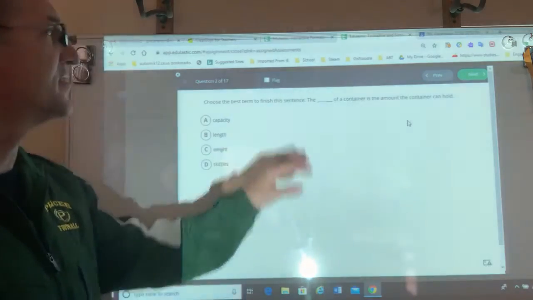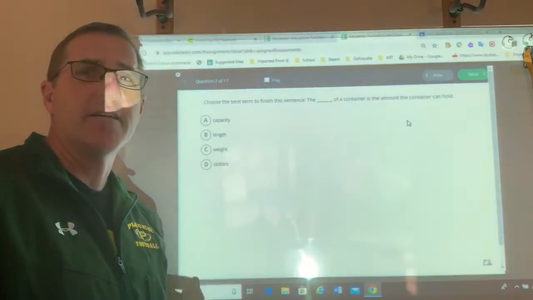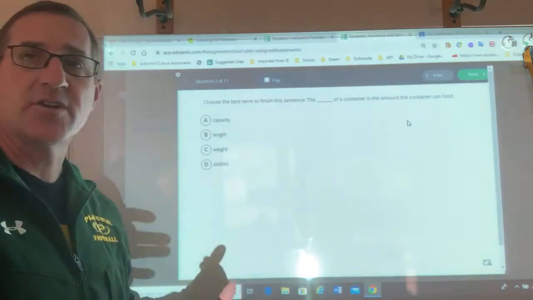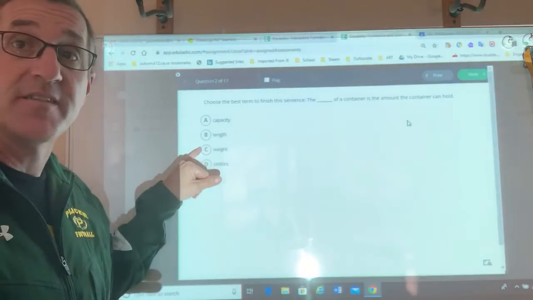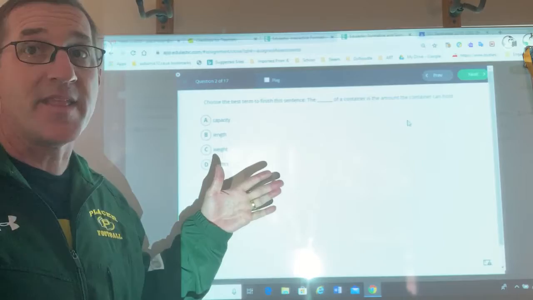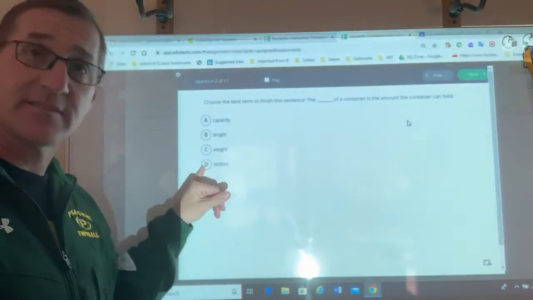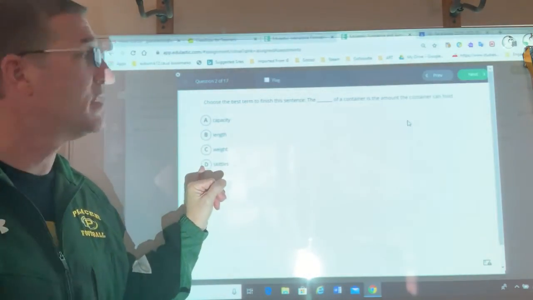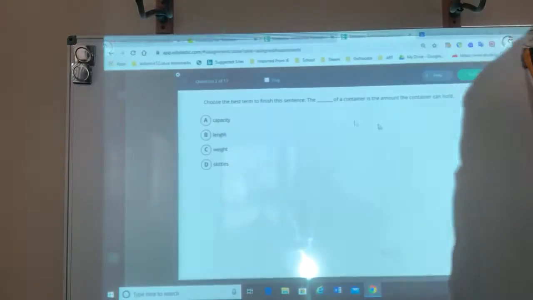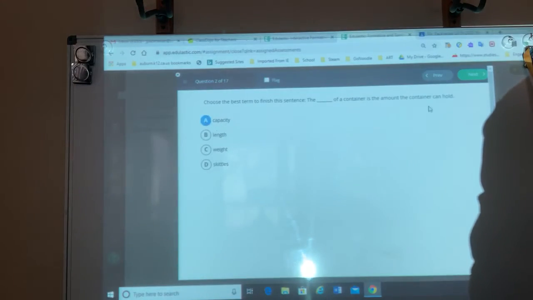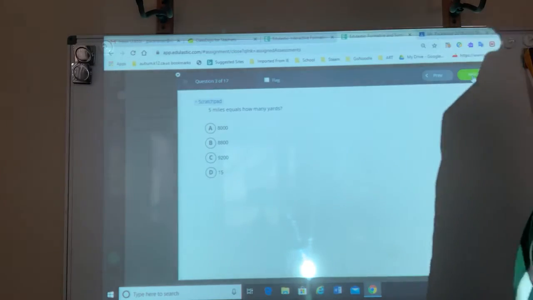Choose the best term to finish this sentence. The blank of a container is the amount that the container can hold. So this, it's not weight, right? We've already done with that. It's not length because that's not holding anything, right? And it's not Skittles, although they are delicious, right? This is going to be capacity. So on there, just go ahead and click capacity and move on. So those two are some freebies for you.